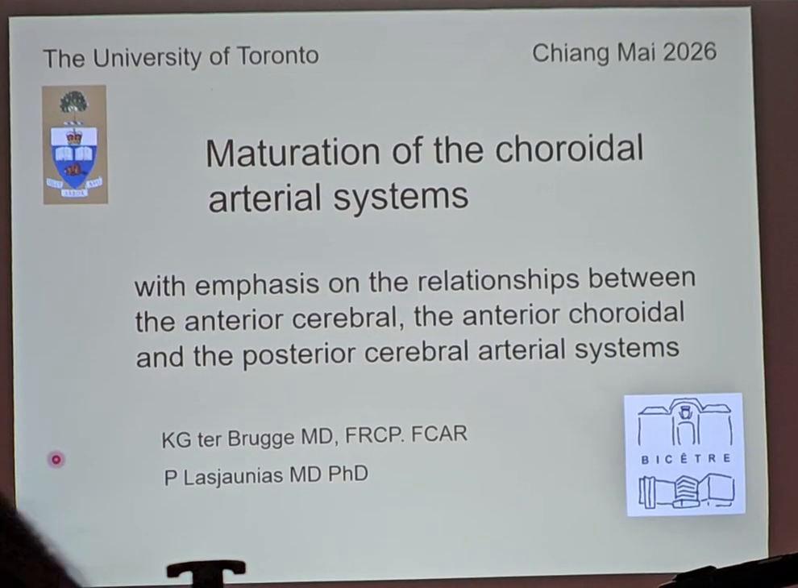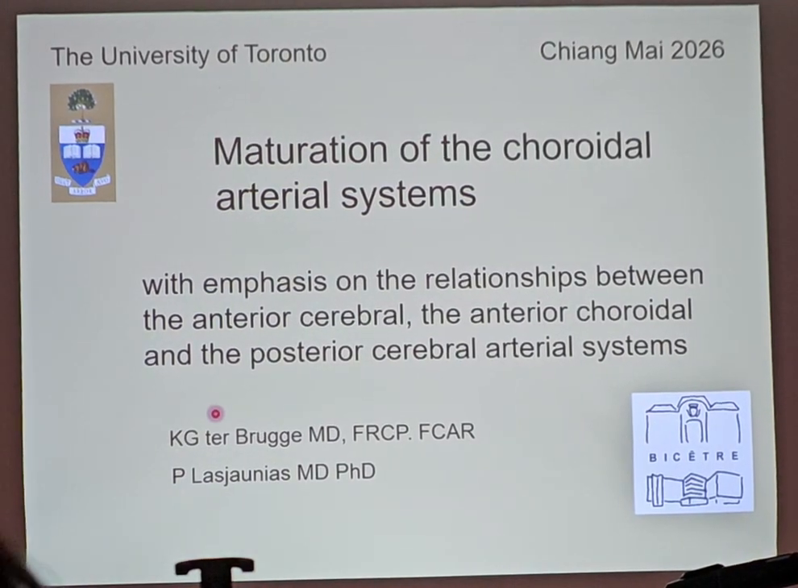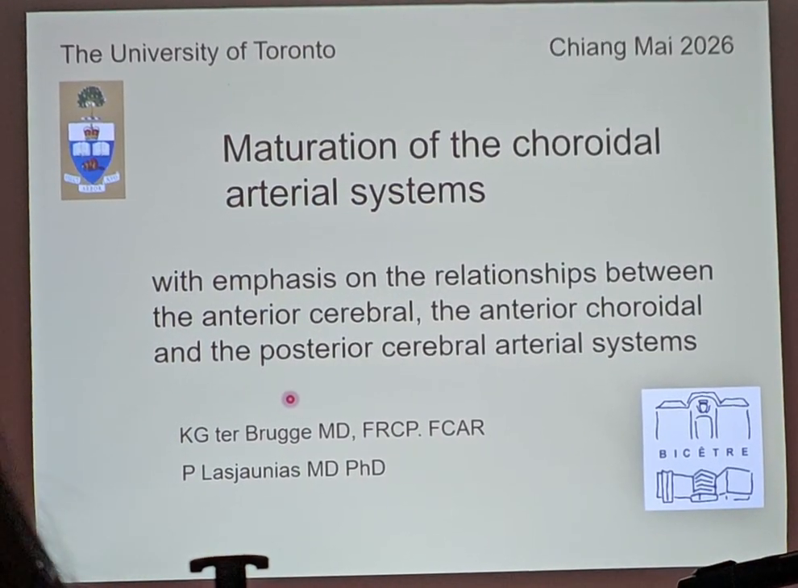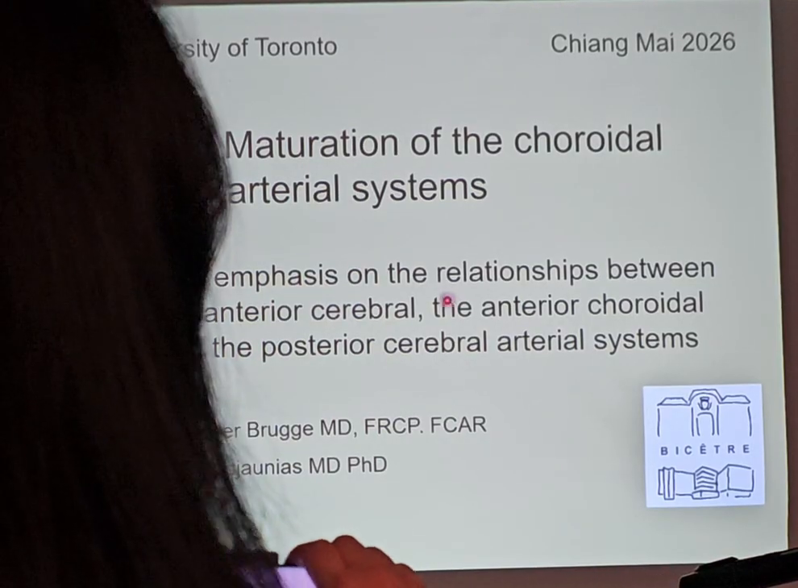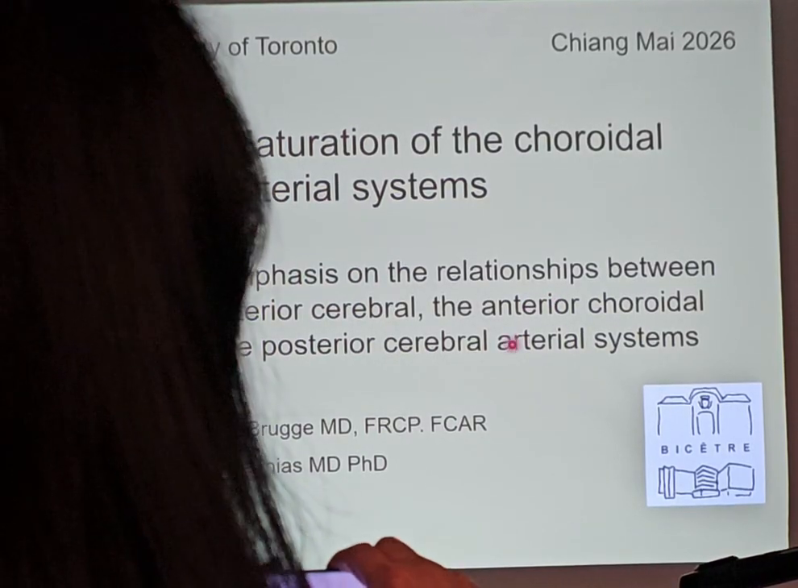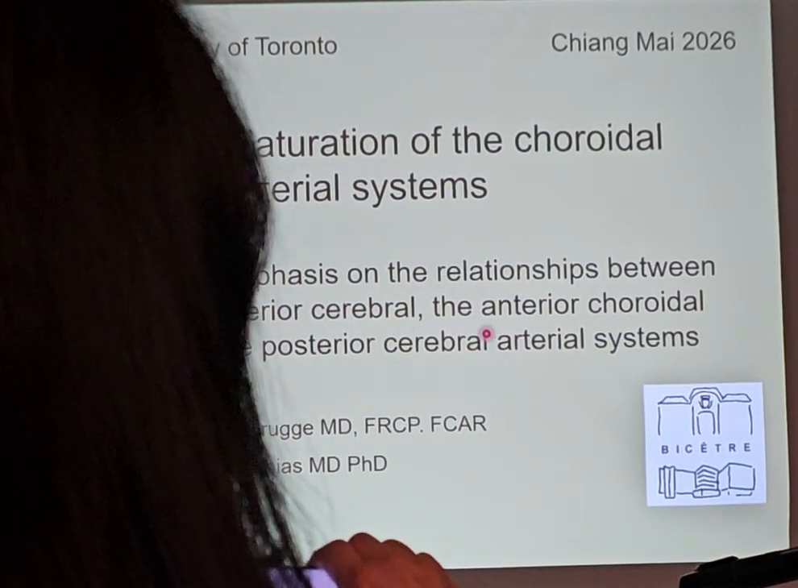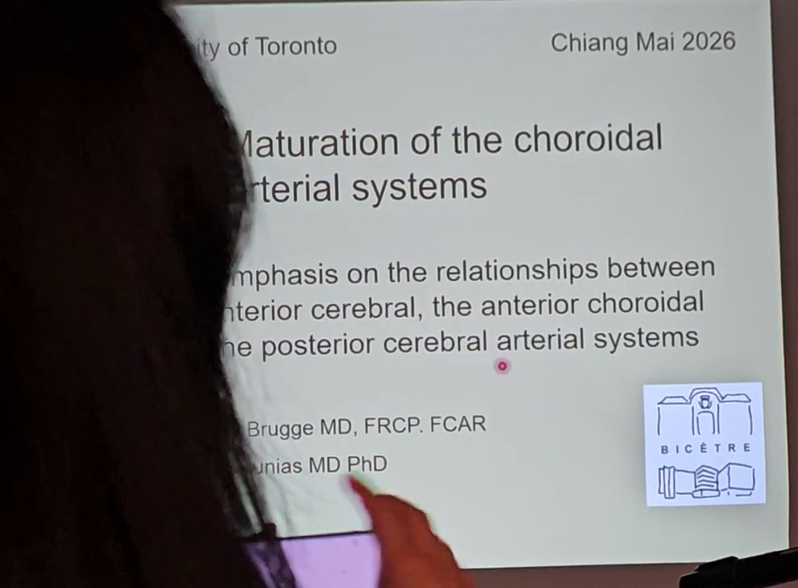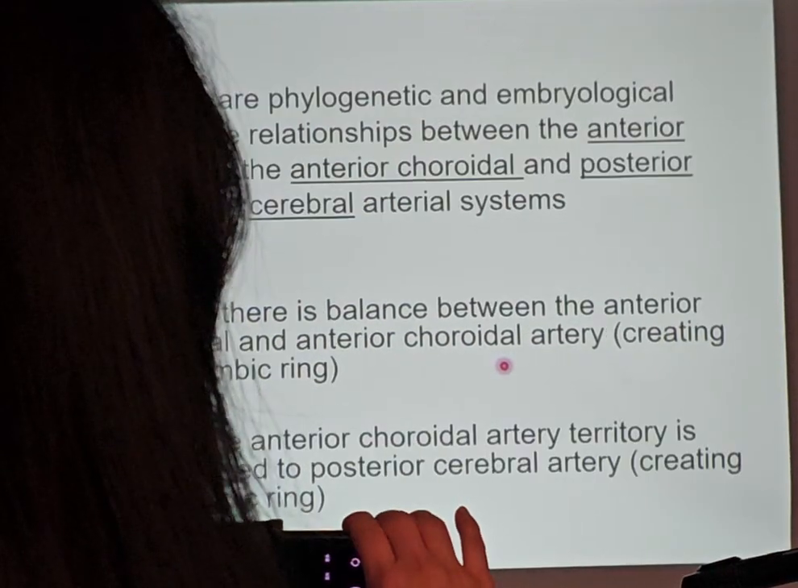So we're going to look at the development of the choroidal system, the choroidal vessels, and the various territories that go with the evolution of these vessels. We're going to emphasize the relationship between the anterior cerebral, the anterior choroidal, and the posterior cerebral system.